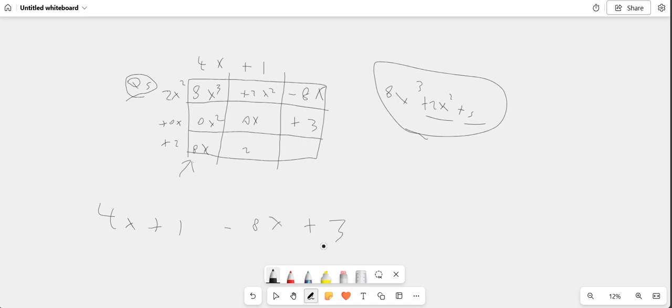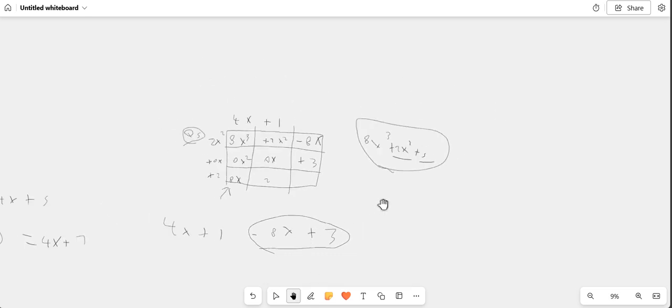Yeah, so that's it. So that's 8x plus b is 4x plus 1, and then cx plus d is the remainder. That's just minus 8x plus 3. You get it? So a is basically 4, b is 1 according to the question. c is minus 8, and d is 3. Yeah, so that's the answer there.